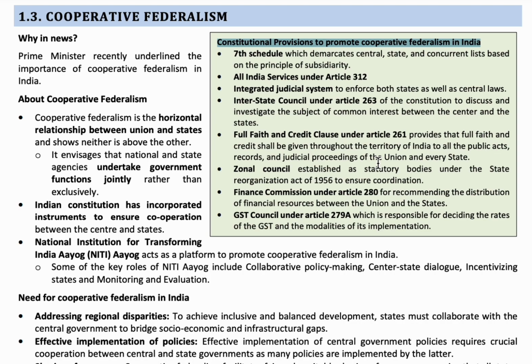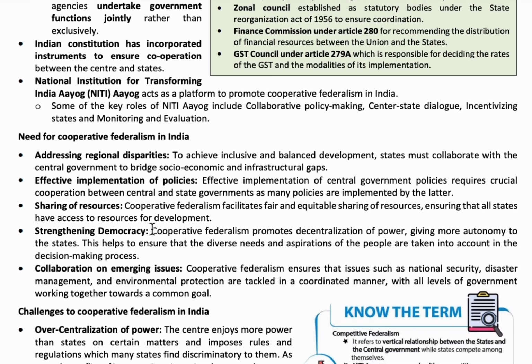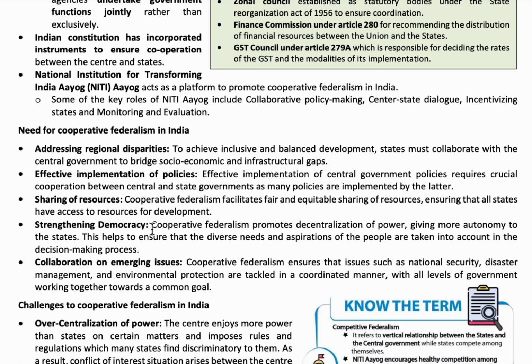But still, there are some issues that challenge cooperative federalism. The center enjoys more powers than the states. For example, during the COVID pandemic, the Disaster Management Act was used by the center excessively and it assumed complete control. There are interstate disputes between one or more states where the center is called to mediate between the states.